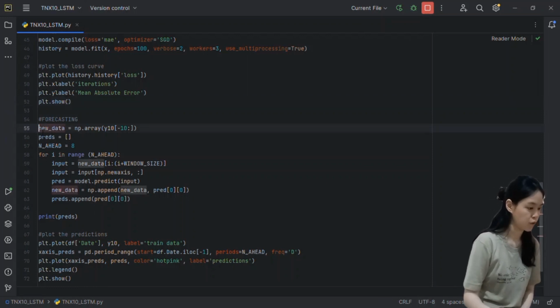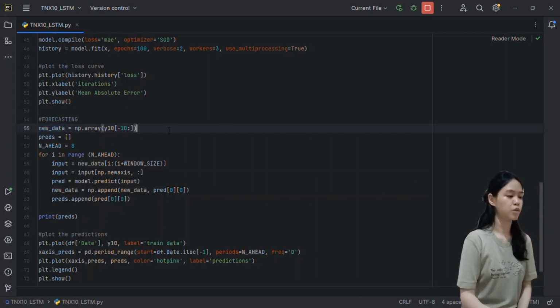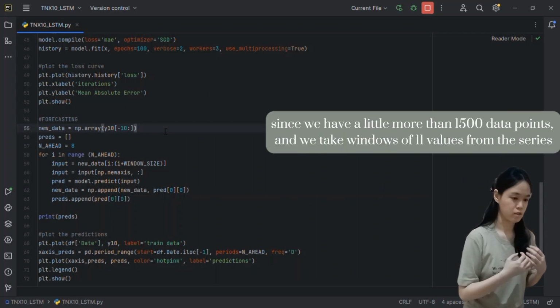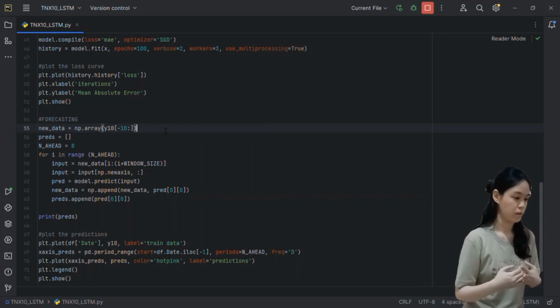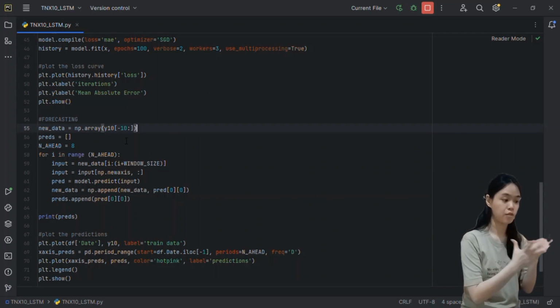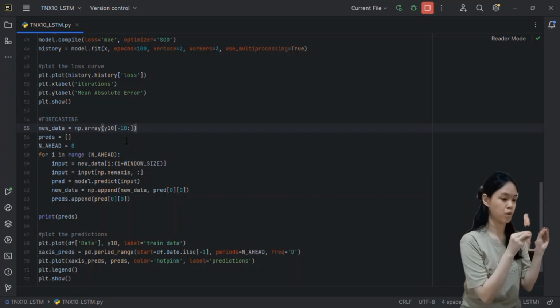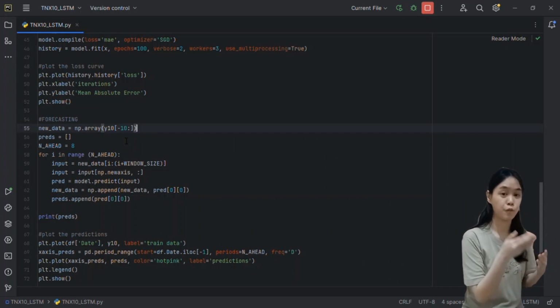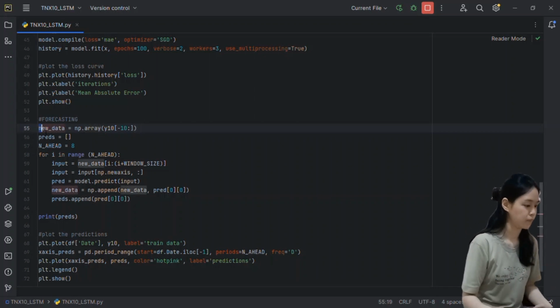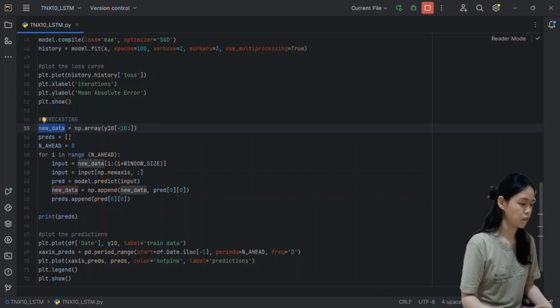So for forecasting, we will have new data. I'm pretty sure that we will have some data from our time series that is not included in our training. And so that's why we're taking the last 10 values of our time series, and that's what we're going to use for predicting the very first day. And yeah, so that's the starter of our new data, the first 10 values.